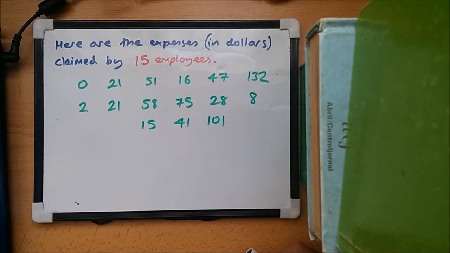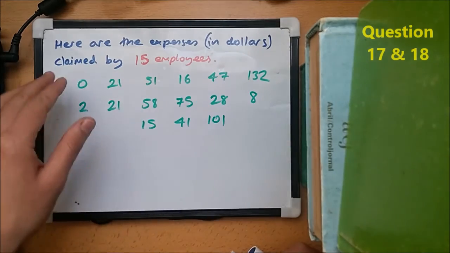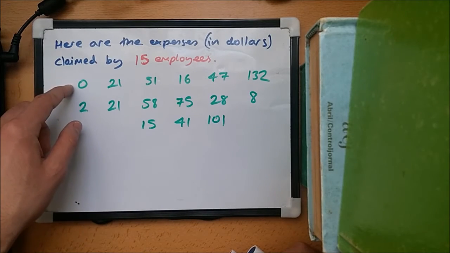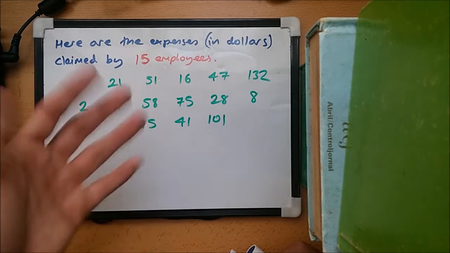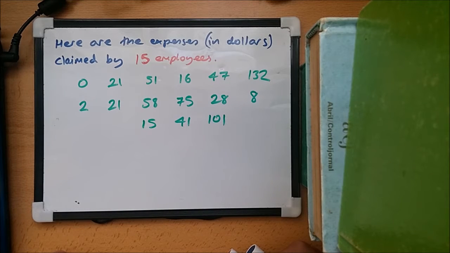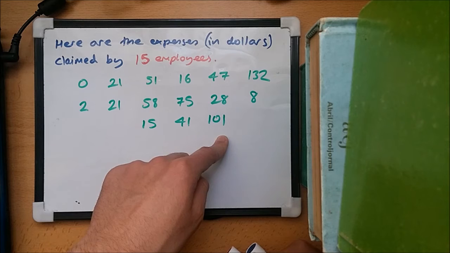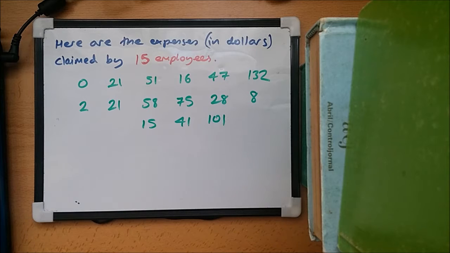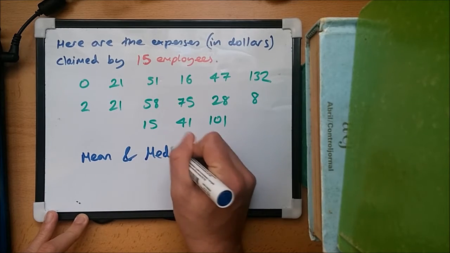Hey guys, in this question, we're given a set of data. And what is the data about? Well, here are the expenses in dollars claimed by 15 employees. So these are the 15 employees, and these are the amounts in dollars, so $0, $21, that the employee probably incurred, probably for his way to work. Of course, 0 probably implies that he lives next to work. 101 probably lives on the other side of, say, London, if this is in Birmingham, who knows. Well, the aim is to calculate the mean and median. So that's going to be our aim today.